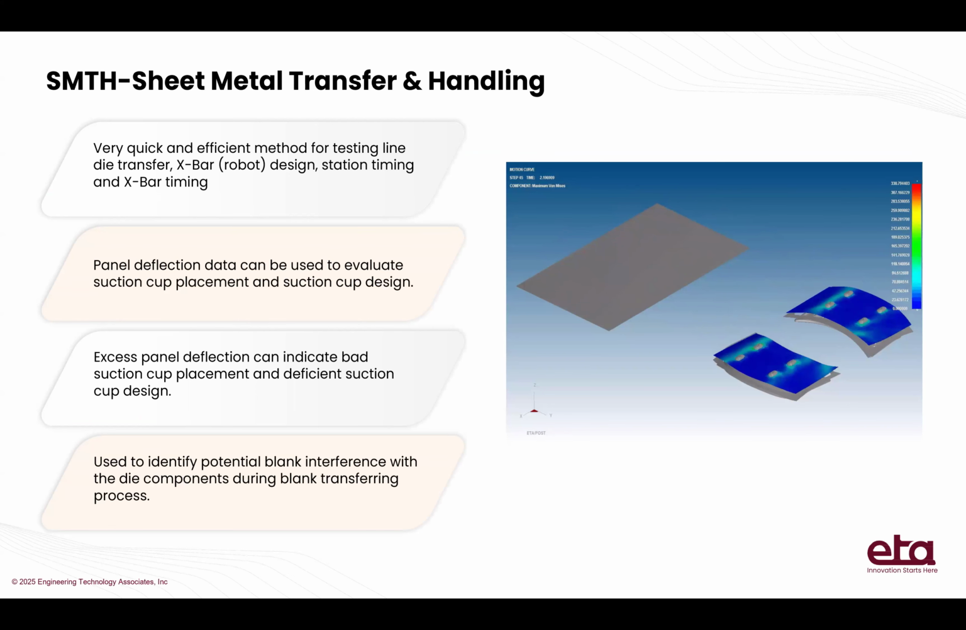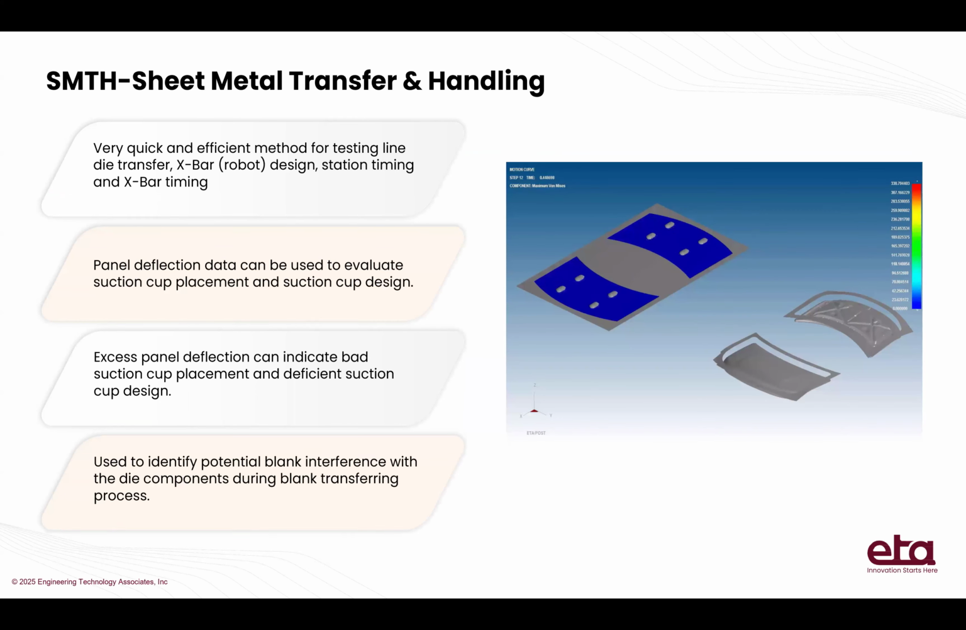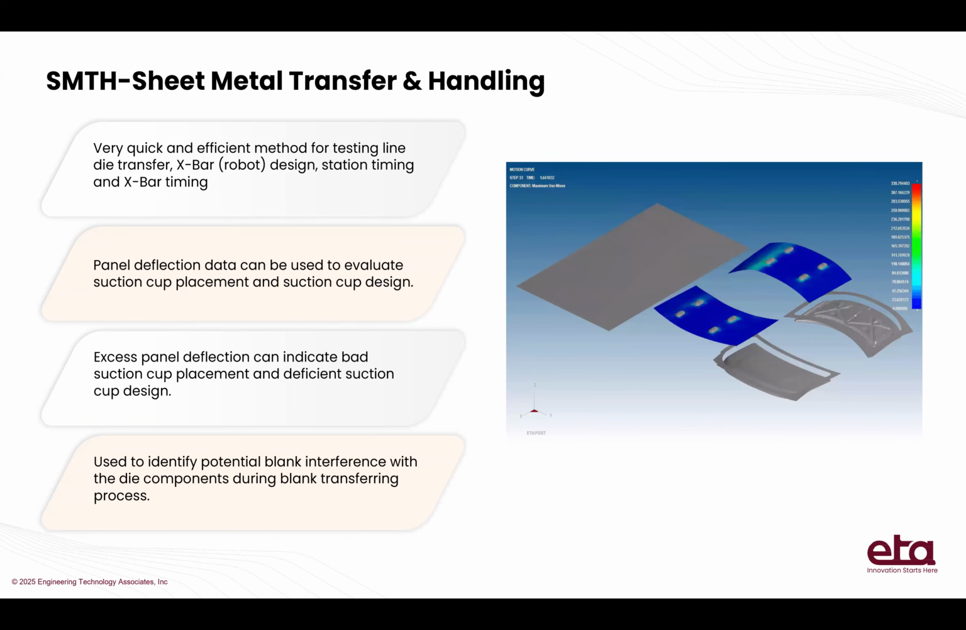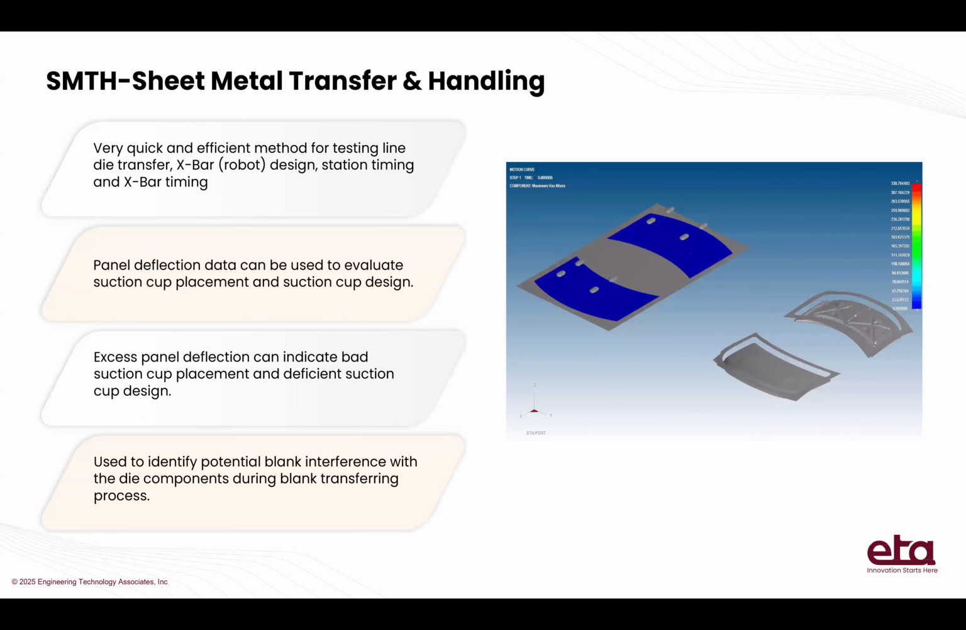Okay, sheet metal transfer and handling. Optimize the suction cup placement and X-bar timing before the tryout press even arrives. It reduces blank interference, improving the cycle time.